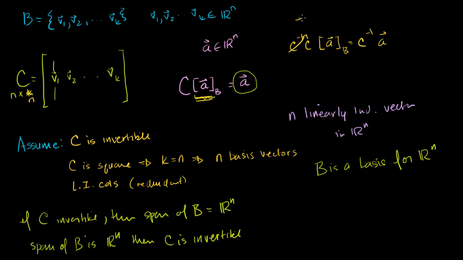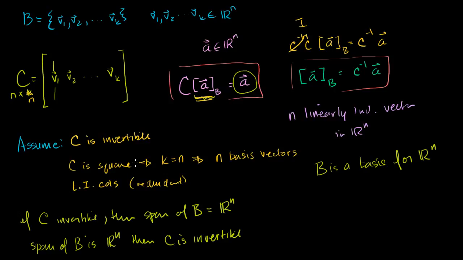This is just the identity matrix right there. So another way of writing this is that the coordinates of a with respect to our basis B, which spans all of Rn, is equal to C inverse times our vector a. Now let's apply this a little bit. Let's use what we've done in this video and do some concrete examples.